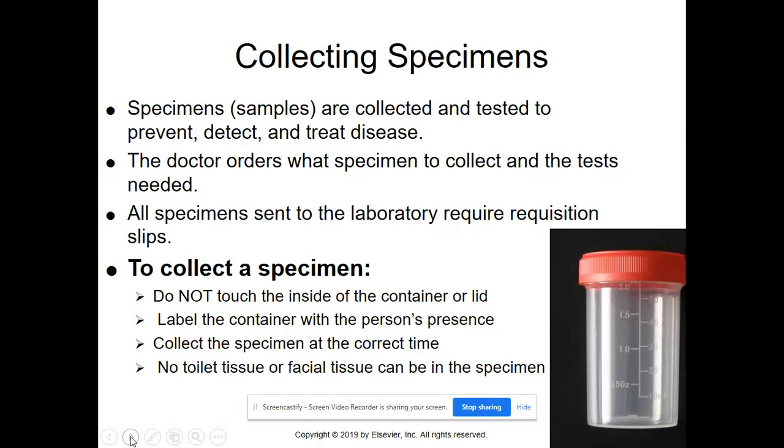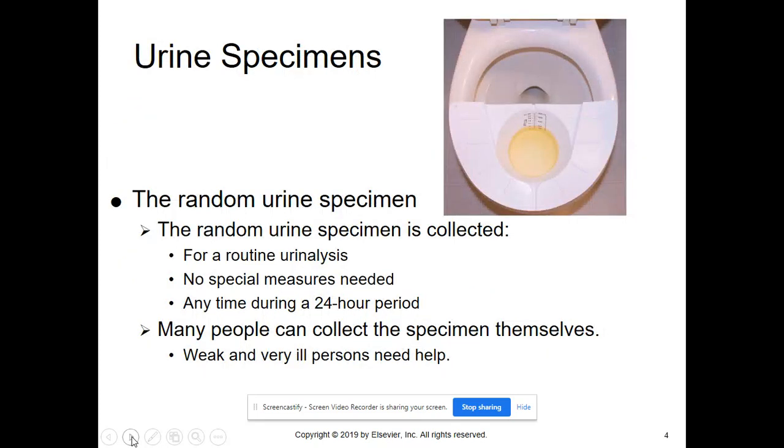So if you look on page 385 of your book and the bullet points under box 26.1, make sure you understand the number 5 bullet point, that you don't touch the inside of the container. The 7th one, that you label the container in the presence of the person. In front of the person, you label it. The 8th one, if there's a certain time, it has to be collected at the correct time. And then the 12th one, have the person put the toilet paper in the toilet or the wastebasket, never in with your specimen. Okay, so those are ones that you're going to see on your test.